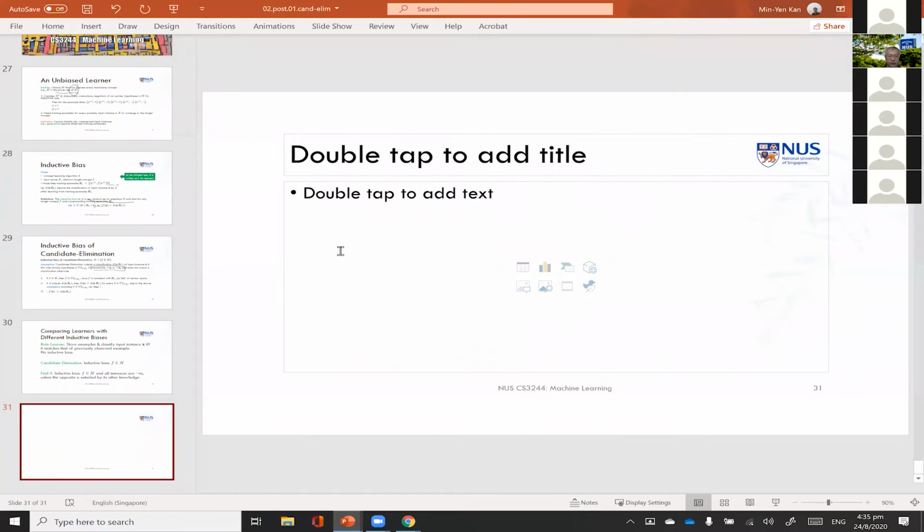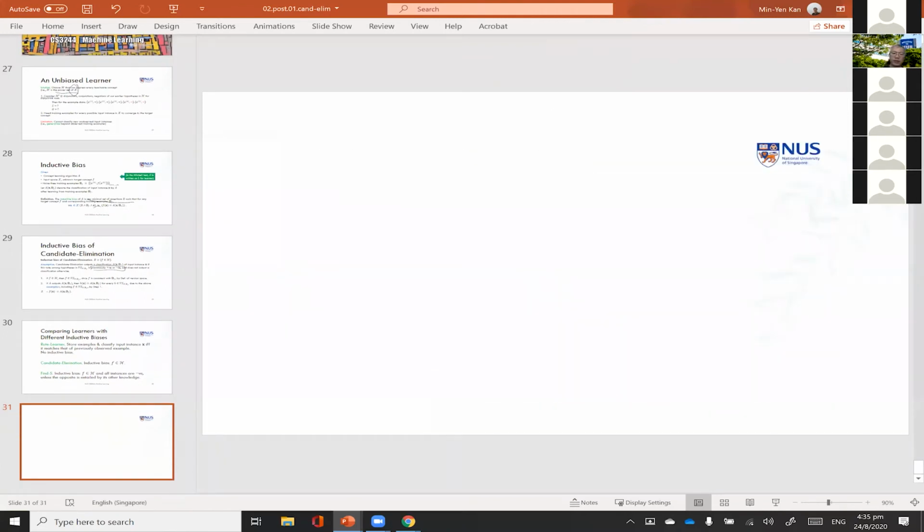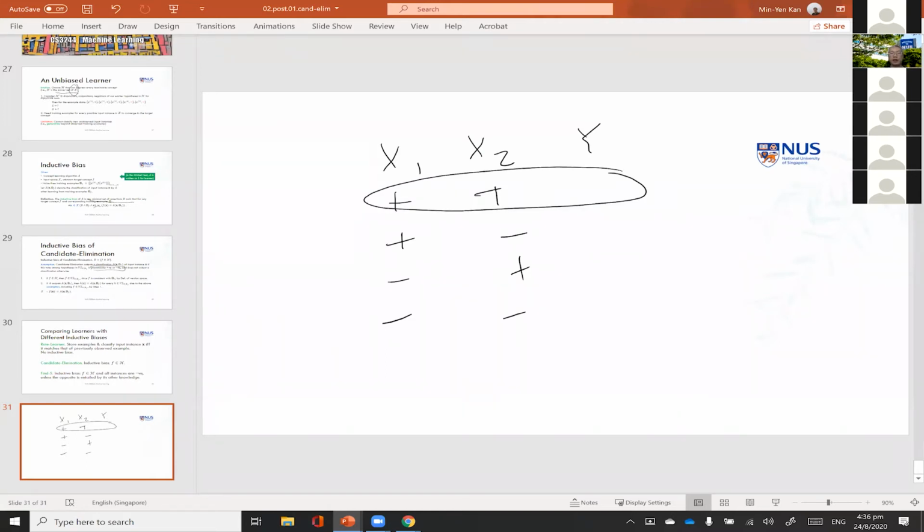Okay, so the idea is that you would have an x1, an x2, and a y value, right? Just looking at the first row, how many ways can I label that? I could either label it plus or minus, if I have a Boolean output, right? And for the next row, I can also label it as plus or minus, right?